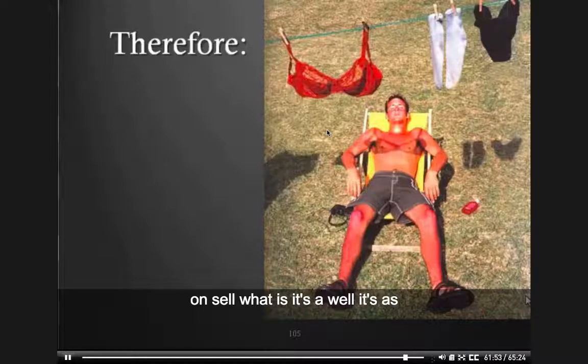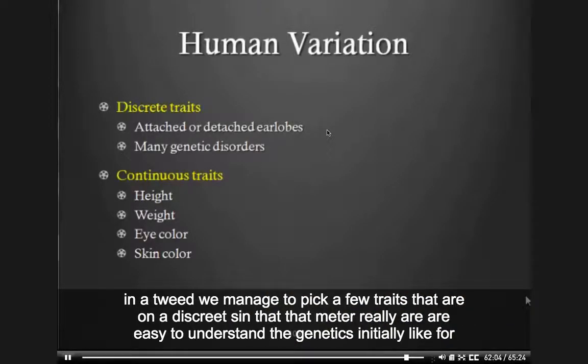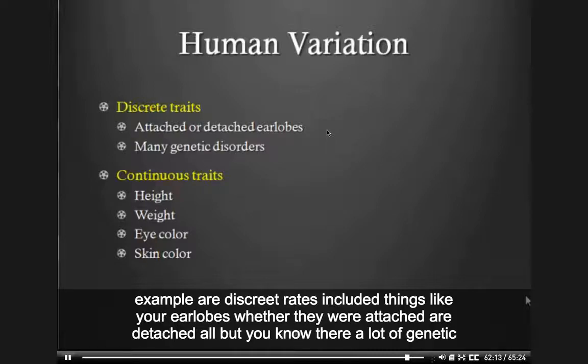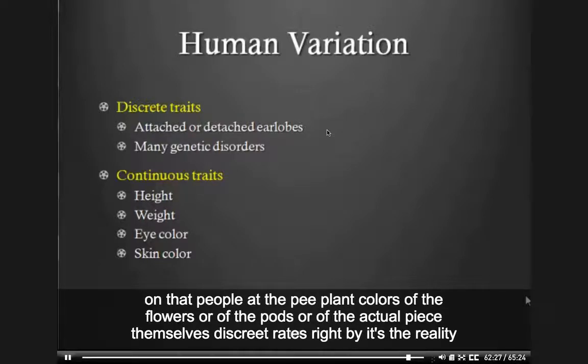So what does it say? Well, it says that your phenotype is determined by your genotype, but also by environmental factors. You know, we managed to pick a few traits that are discrete, and that made it really easy to understand the genetics initially. For example, our discrete traits included things like your earlobes, whether they were attached or detached. But there are a lot of genetic disorders that are also discrete. You have one gene, and it can produce a genetic disorder. The pea plant colors of the flowers or of the pods or of the actual peas themselves, discrete traits, right?